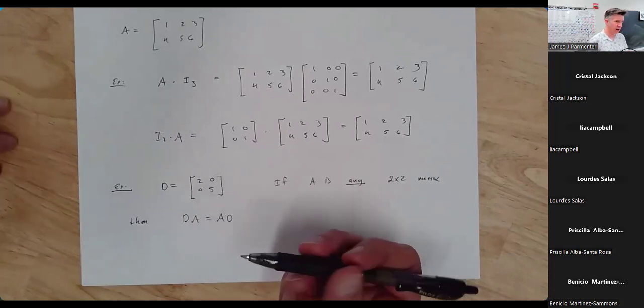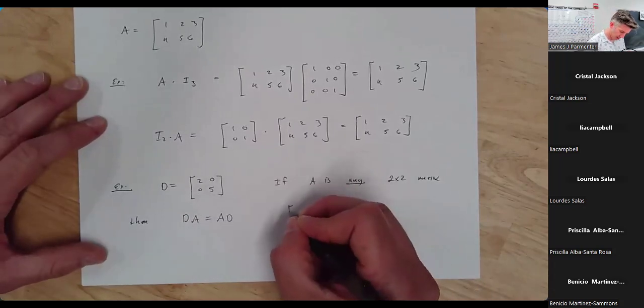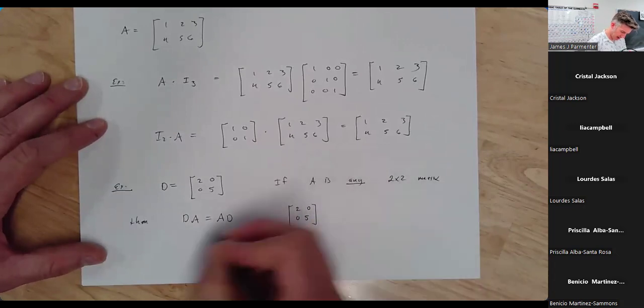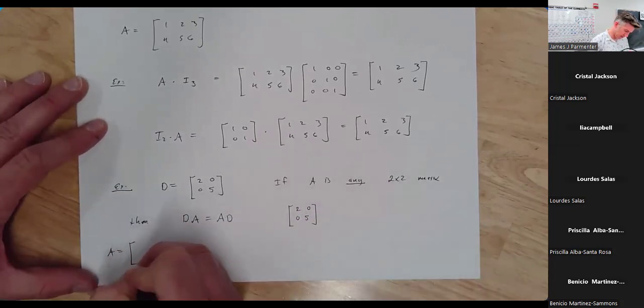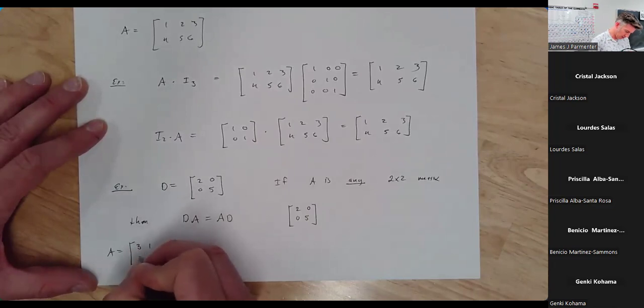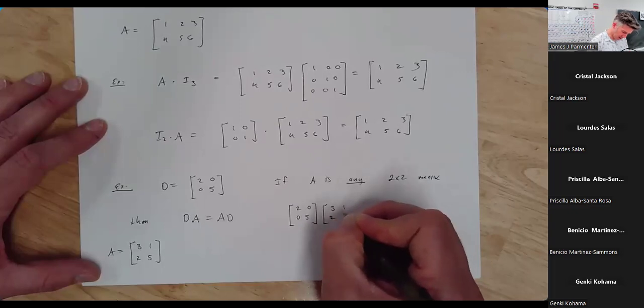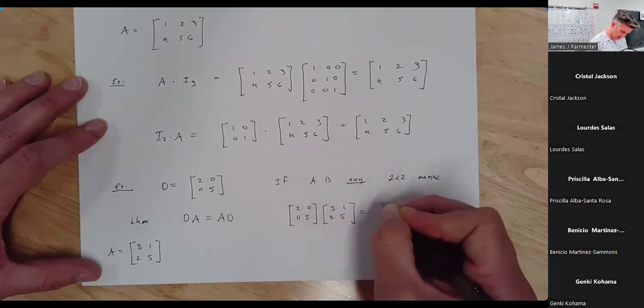Let's actually look. Why not? Let's take a look real quick here. So let's say my D is 2, 0, 0, 5. And let's say that A is, let's pick something different than what you usually pick, James. 3, 1, 2, 5. Sure, that should be fine. I mean, it shouldn't matter what I pick. It should work out. Let's see what we get.